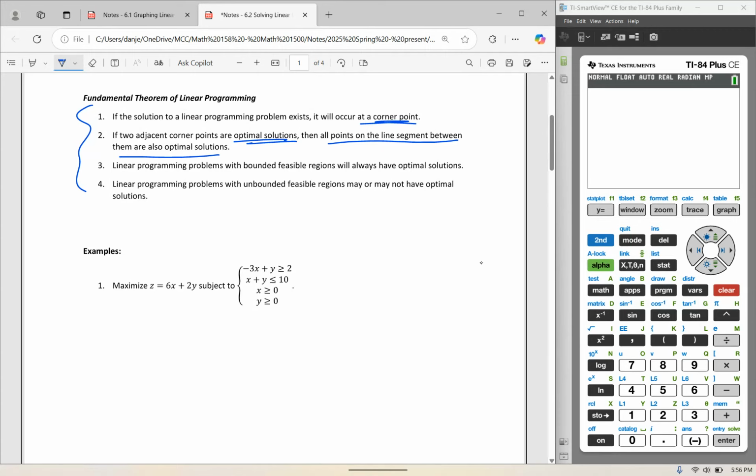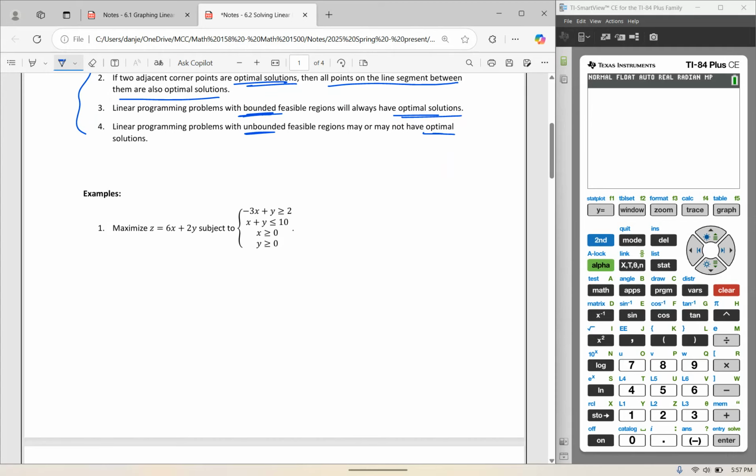You'll notice in 3 and 4 that the feasible region may be bounded or it may be unbounded. The problems in this course are not going to be unbounded. The feasible region is going to be bounded, so there will always be an optimal solution. With an unbounded region, you may or may not have an optimal solution. Okay, so let's dive in and look at a couple of examples.